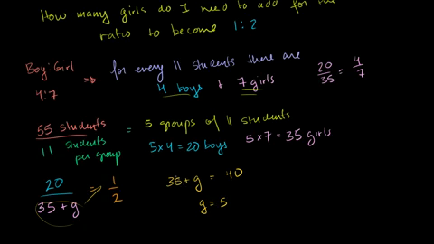So if you add 5 girls to your classroom, you're going to have 40 girls. And you have 20 boys. And your ratio is 20 to 40, which is 2 to 4, which is the same thing as 1 to 2. And we've done our problem.